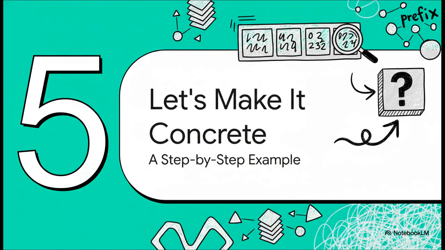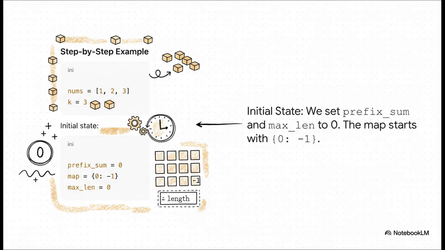Okay, enough theory. My brain's starting to melt. Let's make this real. We're going to walk through an example step by step. Let's use the array 1, 2, 3. And we're going to be looking for the longest subarray that adds up to our k value, which is 3. All right, let's set the scene. Our max length starts at 0, obviously. Our running prefix sum also starts at 0.